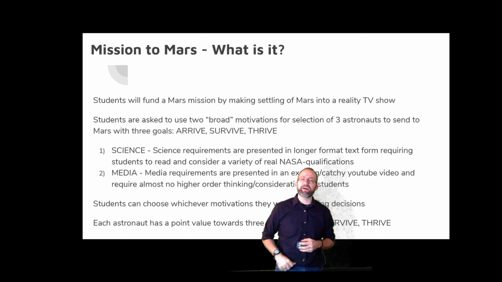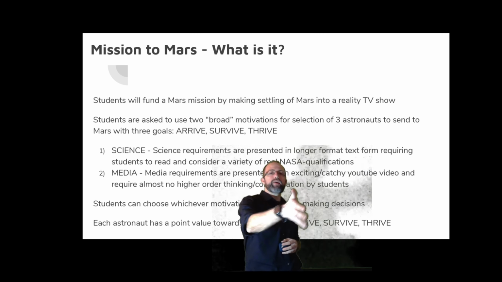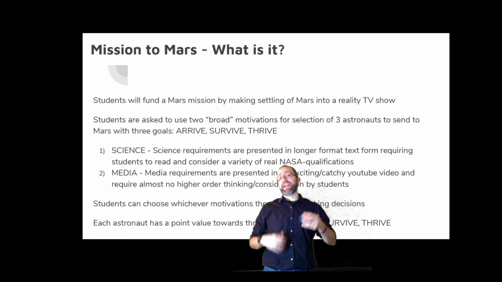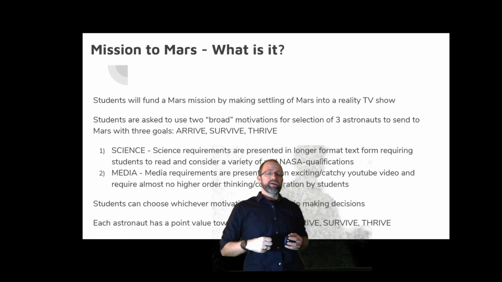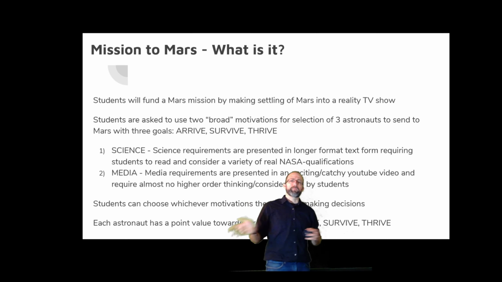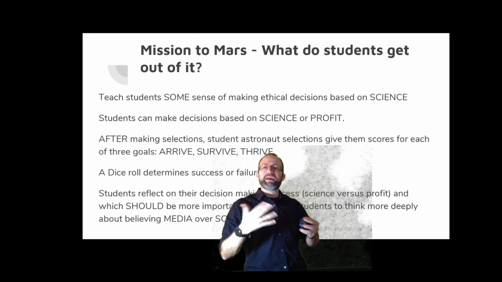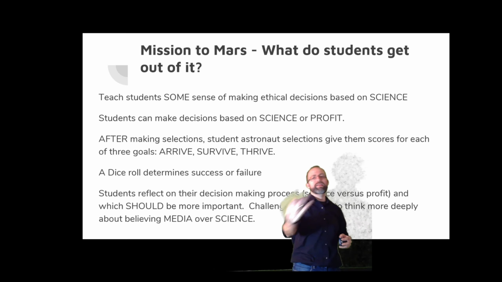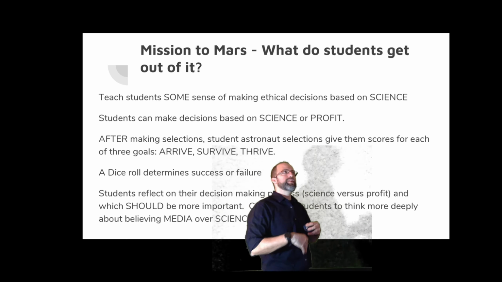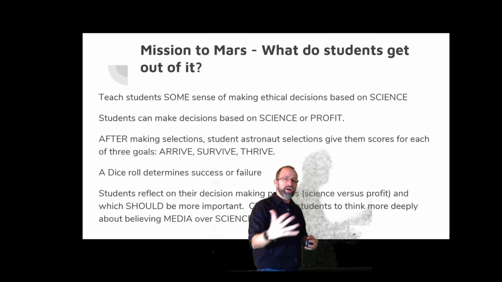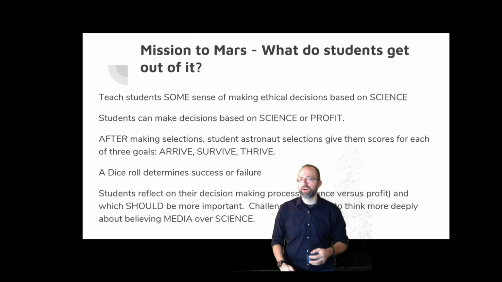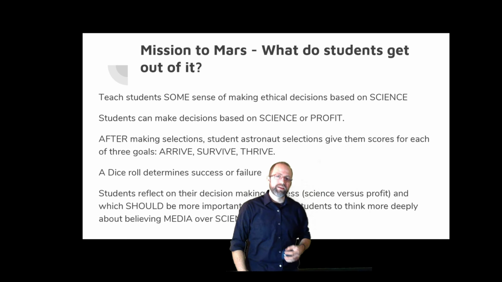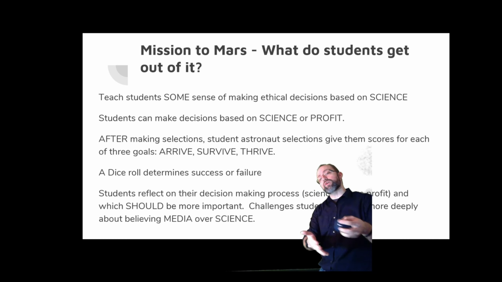Each astronaut gets a point value that goes towards these 3 goals of arriving, surviving, and thriving. Oftentimes, the right scientific choice is at odds with the right media choice, and students have to pick which one they want to do. I made some adaptations to this. Originally, it was to make ethical decisions based on science: is it right to send people on a one-way trip to Mars? I've adapted it in light of the current environment to have students look at whether they should trust the science and the scientists, or trust the media spin on who is chosen to be astronauts.